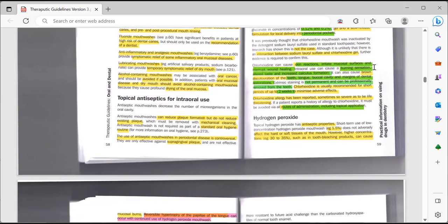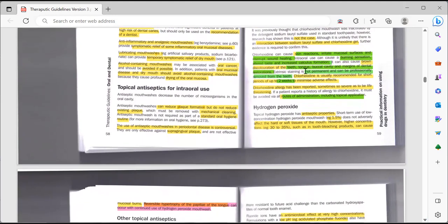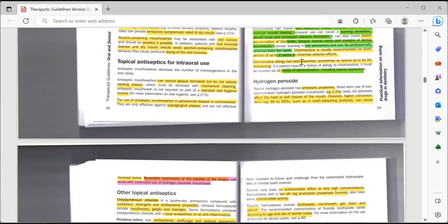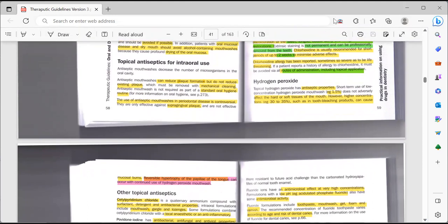Intraoral use can cause a burning sensation, alter taste, and increase calculus formation. It can also cause brown discoloration of the teeth, tongue, buccal cavity, and margins of the restorations. Extrinsic staining is not permanent and can be removed professionally, but it is a disadvantage that it can lead to staining. But it is usually recommended to take it only for 2 weeks, which would not really cause these side effects. Chlorhexidine allergy has been reported, sometimes so severe as to be life threatening.